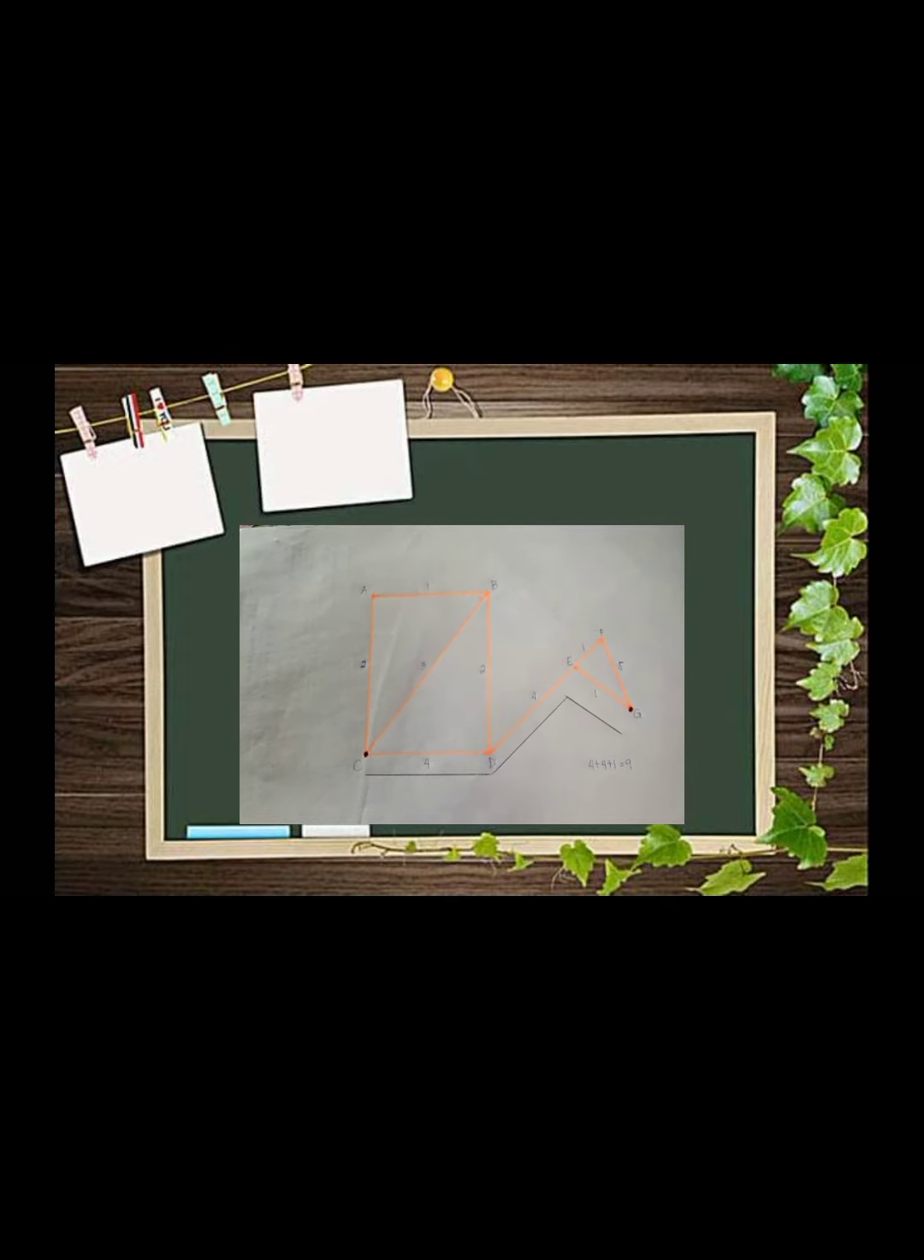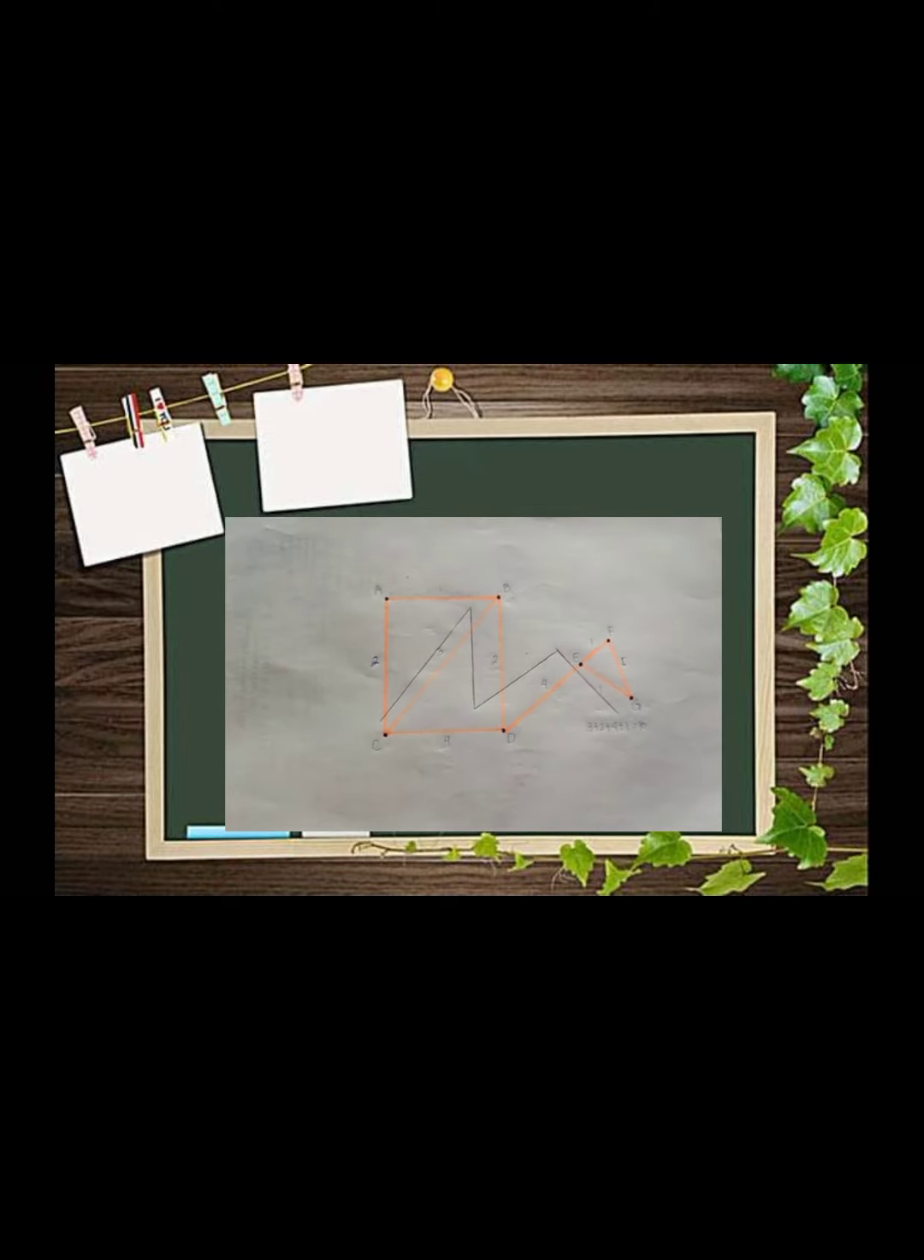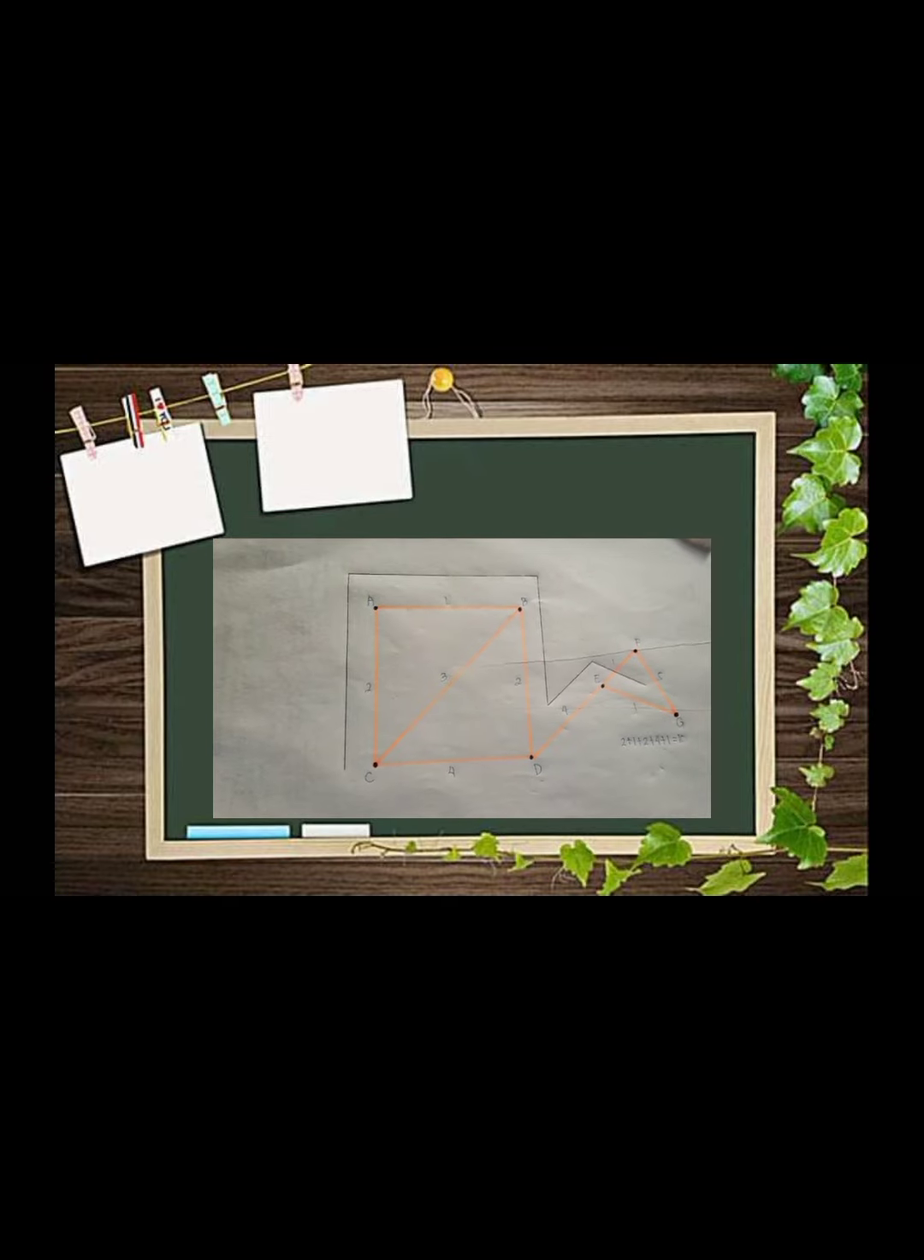So I can go like this. For example, if I go like this, the sum of the edges will be 4 plus 4, 8 plus 1, it will be 9. If I go like this, for example, it will be 3 plus 2, 5 plus 4, 9 plus 1, it will be 10. Or I can go like this.